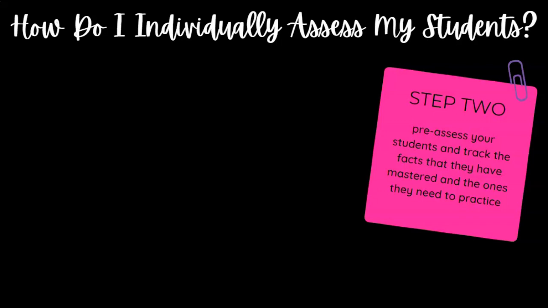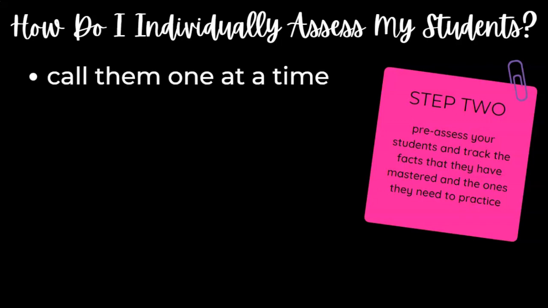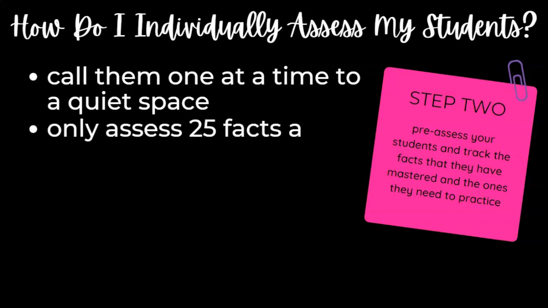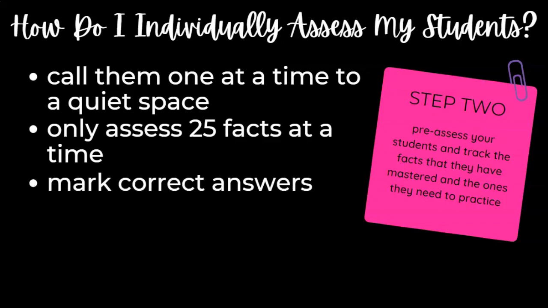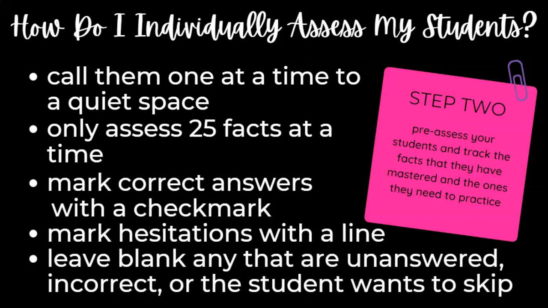So, how can you individually assess your students? You can call them over to you one at a time during independent work and when the room is quiet so the student that is assessing can concentrate. Only assess 25 facts at a time. I have done a lot more than this, and it just gets too overwhelming for the student. And lastly, you will mark the correctly answered facts with a check, hesitations for more than 5 seconds with a line, and any facts that are unanswered, incorrectly answered, or the student wants to skip, you will leave blank on your data tracker.